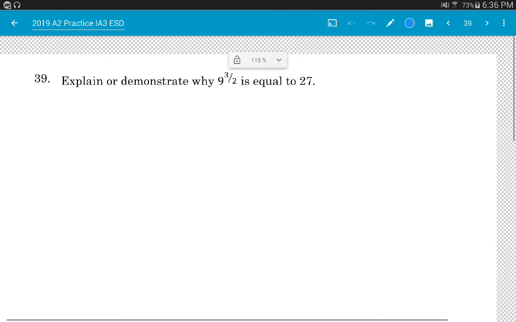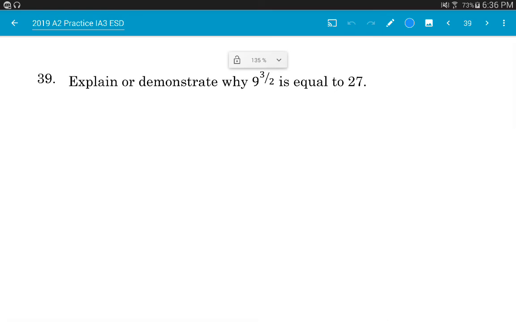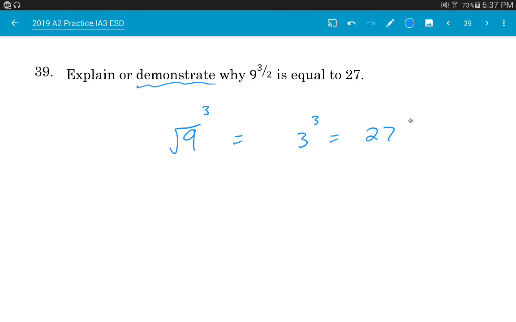Explain or demonstrate why 9 to the 3 halves is equal to 27. Well, so let's convert this, right? This means 9 underneath the square root with a cube on top, which is equal to 3 with a cube on top, because this is equal to 3. And then 3 times 3 times 3 is 27. I haven't explained, I've demonstrated. If I wanted to write it out in words, I could, but I've demonstrated.